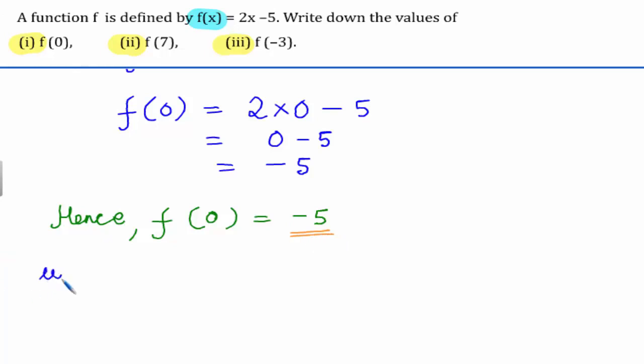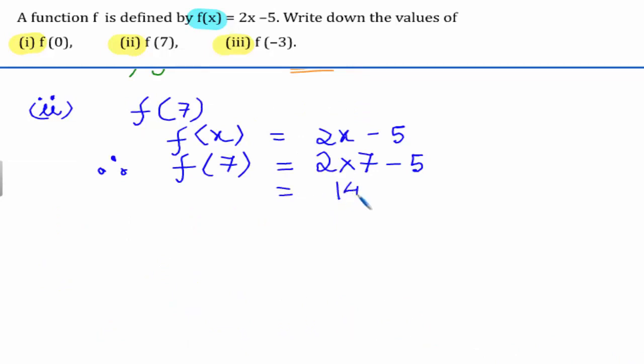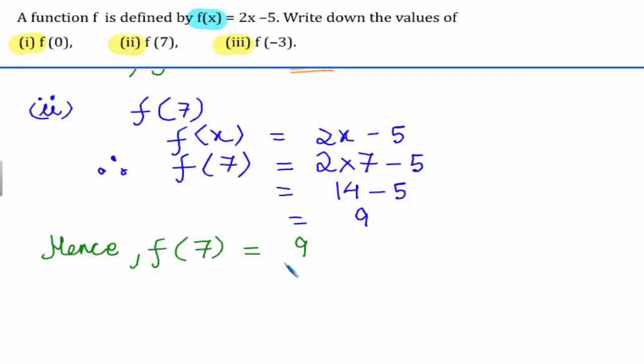Next we have to find out f of 7. Now, f(x) is equal to 2x minus 5. So, f of 7 will be equal to, here we have to substitute x is equal to 7 in 2x minus 5. So, we obtain 2 into 7 minus 5, that is equal to 14 minus 5, which is equal to 9. Hence, the value of f of 7 is equal to 9.